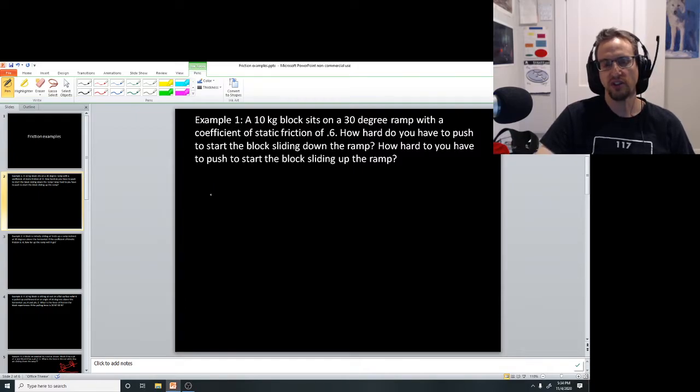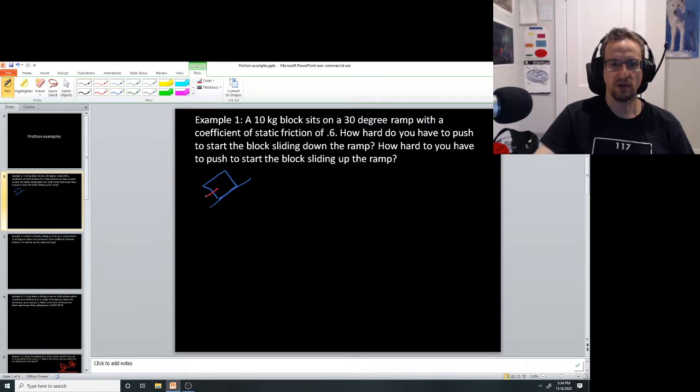Okay, so first of all, this implies it's not going to slide on its own. We can safely assume that. We could check it, but let's just start. Let's check it. We'll check it here. So we've got the block right on the slope, and the components of the forces, right?